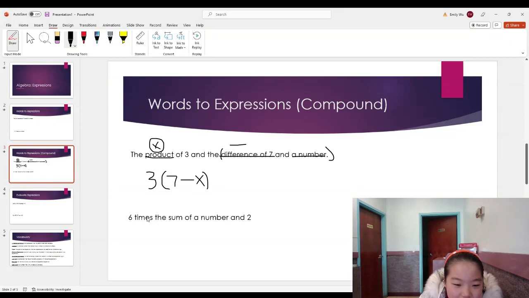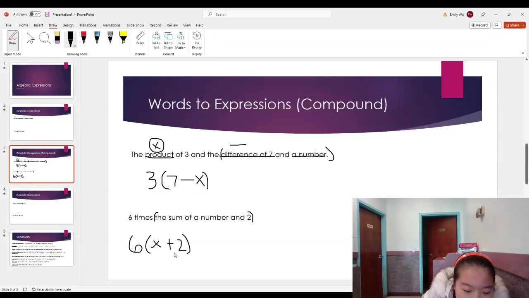Okay, did you guys get 6 times x added to 2? Here we will write it down so you'll know. It's 6, with the times if you want. Don't forget the parentheses because it's always there. This is how we write the sum of a number x. You cannot switch it around, because if you switch it around it will be wrong. So it's x plus 2, and the algebra expression for this word problem is 6x plus 2.